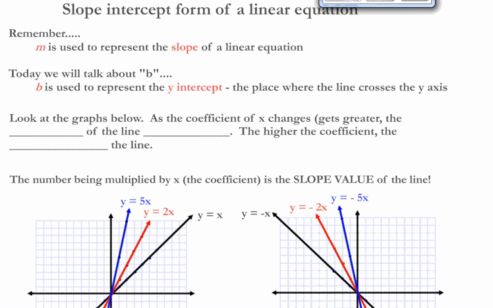So, starting at the top, remember that the letter M is used to represent the slope of all of our equations. Today we're going to talk about B, and B is used to represent the y-intercept. The y-intercept is simply the place where the line crosses the y-axis, which is very easy to locate and identify, as you'll see as we go further. So as you look at the graphs below, as the coefficient of x changes or gets greater, the blank of the line, what? So try to fill those in.